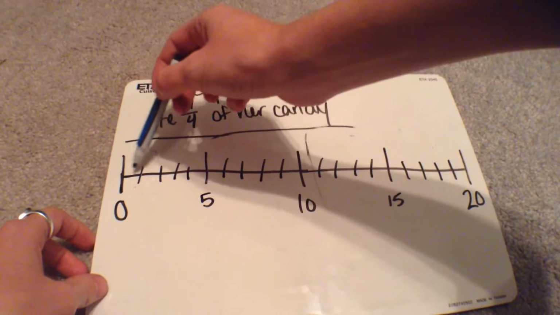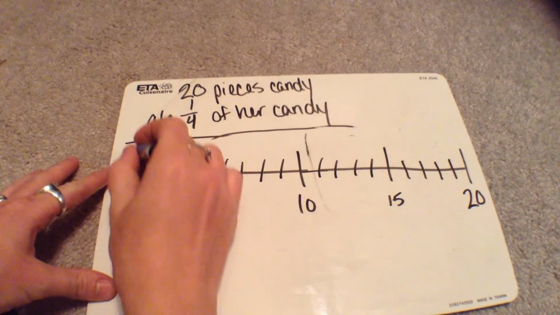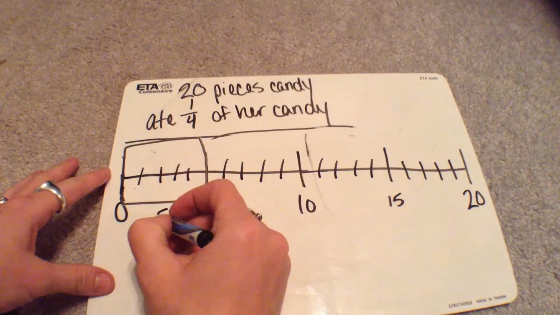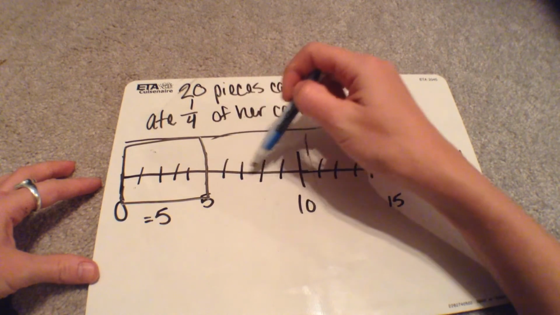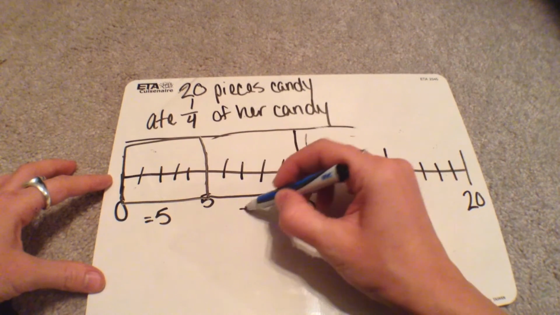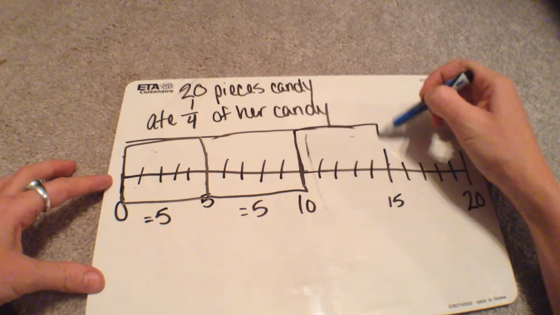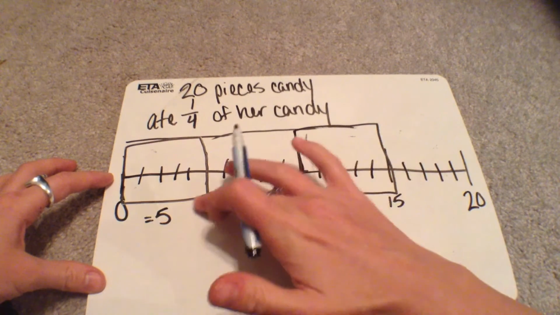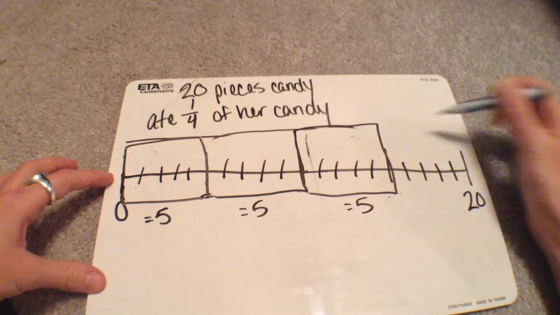We have 1, 2, 3, 4, and 5. So this section or part equals 5. We're going to count this one. 1, 2, 3, 4, and 5. This one has 5 also. 1, 2, 3, 4, and 5. I'm going to erase these just to avoid confusion. 1, 2, 3, 4, and 5.